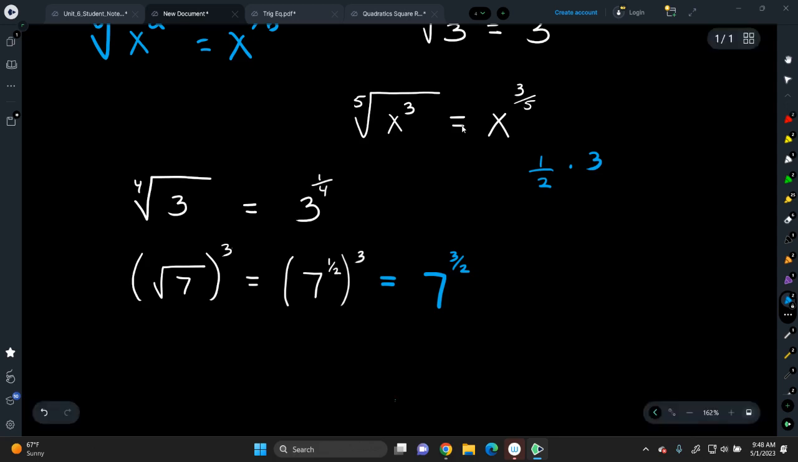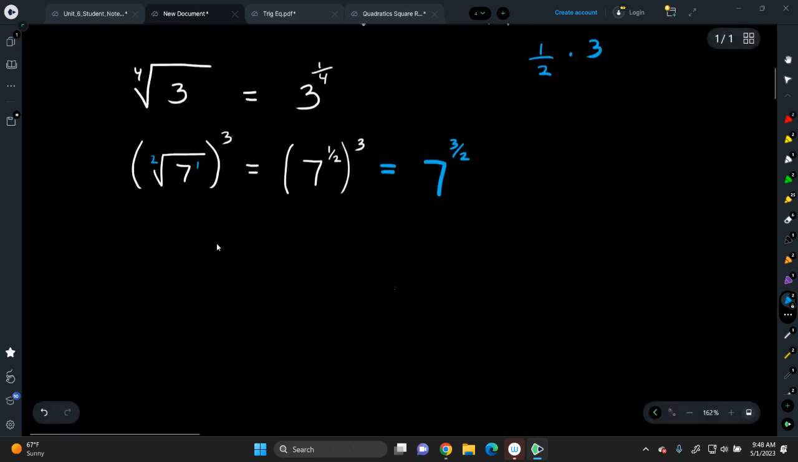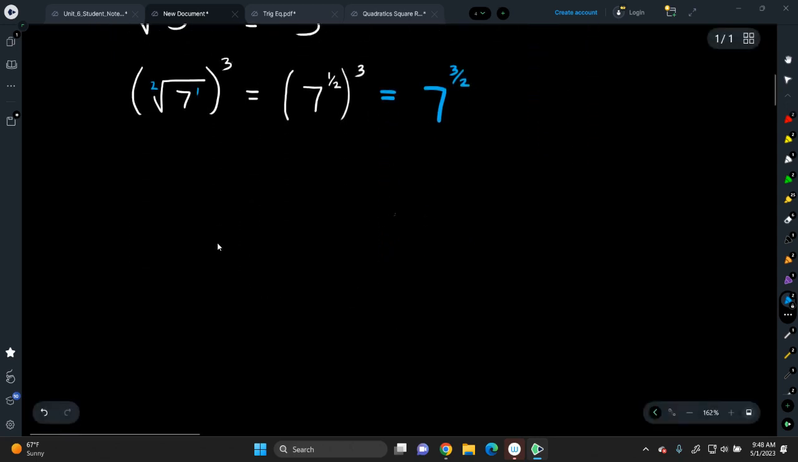Notice we're leaving it as a fraction, right? We're not changing it to decimal. How'd you get the 1/2? Because there's an assumed 2 outside here and there's an assumed 1 right there. Why is it 2? Because it's a square root. All square roots have an assumed 2 outside there.